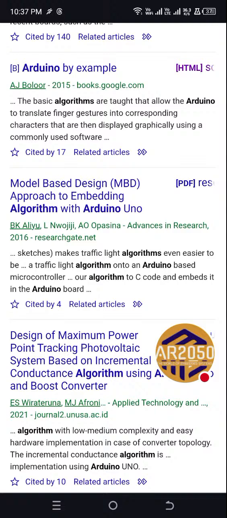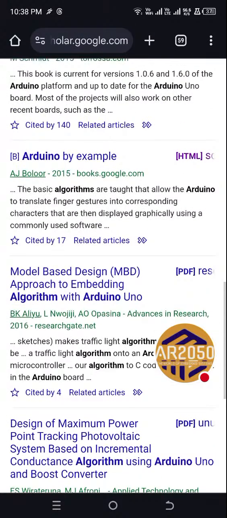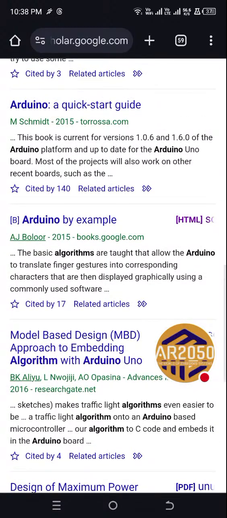Model based design approach to embedded algorithm with Arduino UNO makes traffic light algorithms even easier. I really like the idea of Arduino to translate finger gestures into corresponding characters. This idea is really good. You know how to implement that idea?